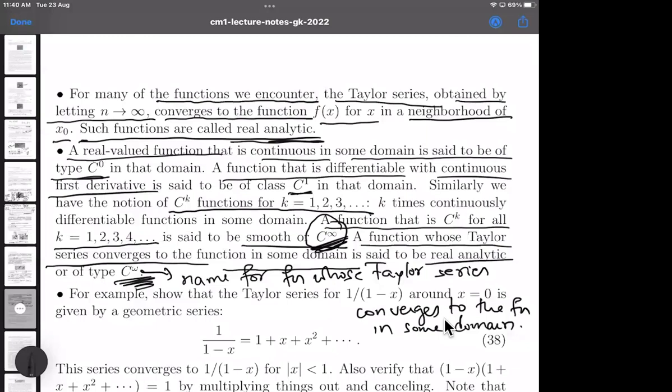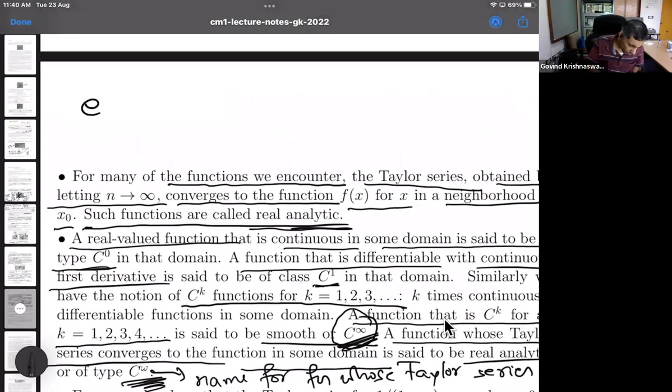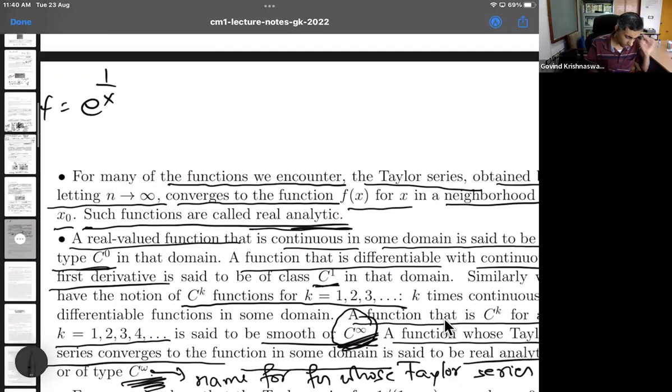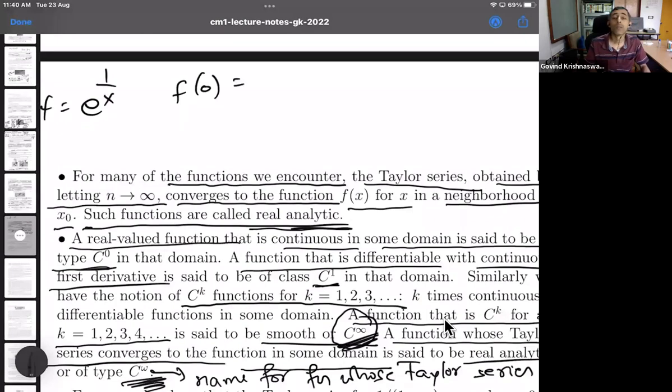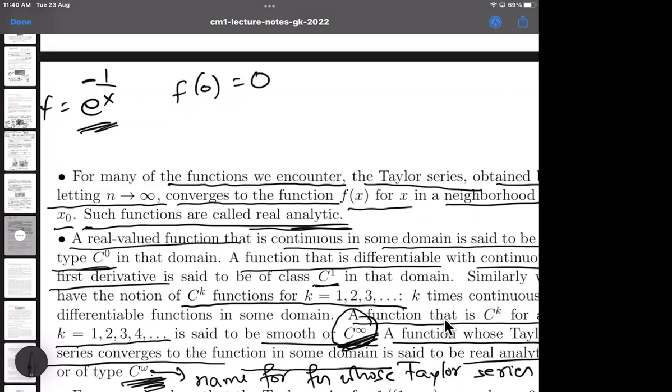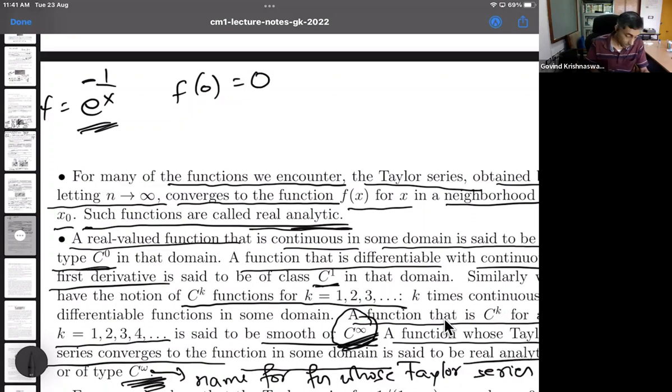Okay, so can you give an example? Oh, certainly. So you take the function e to the power of 1 by x. I invite you to compute the derivatives of this function. So that is f of x, right? Let me put a minus sign here. So this is my function e to the power of minus 1 by x. What is f of 0? 0. Good. So the function vanishes at the origin.